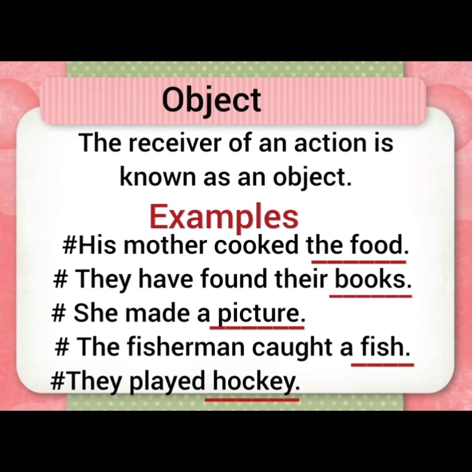They have found their books. Now the object, the receiver of the action, is books. She made a picture. Picture is the object. The fisherman caught a fish. The receiver of the action is fish here. They played hockey. They is the subject, played is the verb and hockey is the object here.